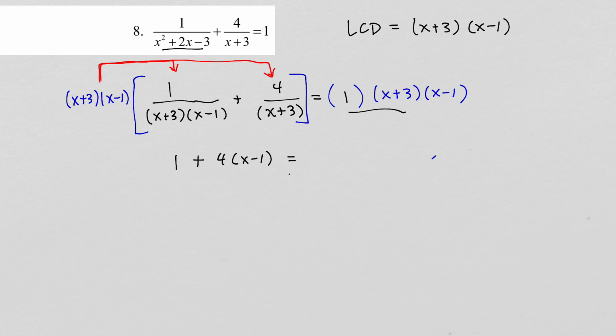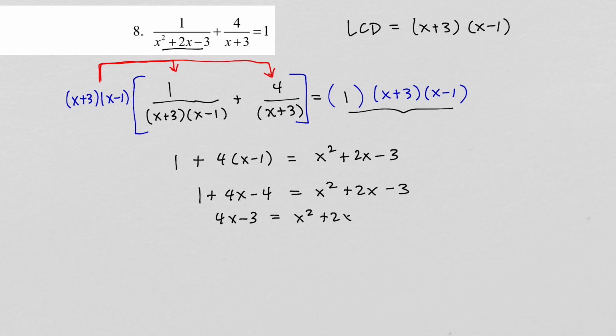And on the other side, I'm just going to multiply this out, which gives us x squared plus 2x minus 1. Now we have 1 plus 4x minus 4 is equal to x squared plus 2x. Should be minus 3. Sorry about that. Made a mistake there. And on the left-hand side, we have 4x minus 3 equals x squared plus 2x minus 3.